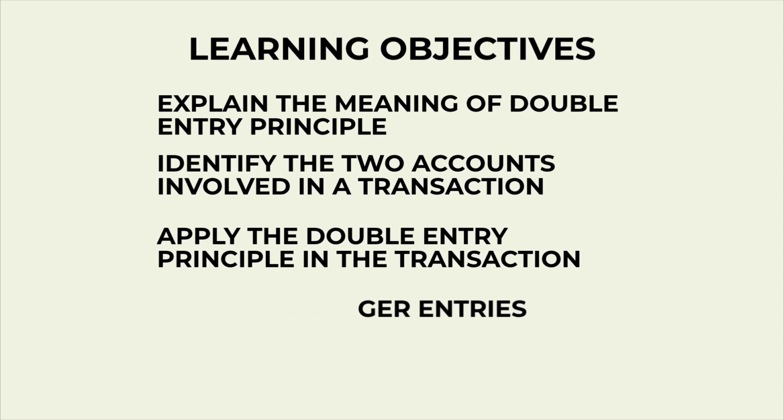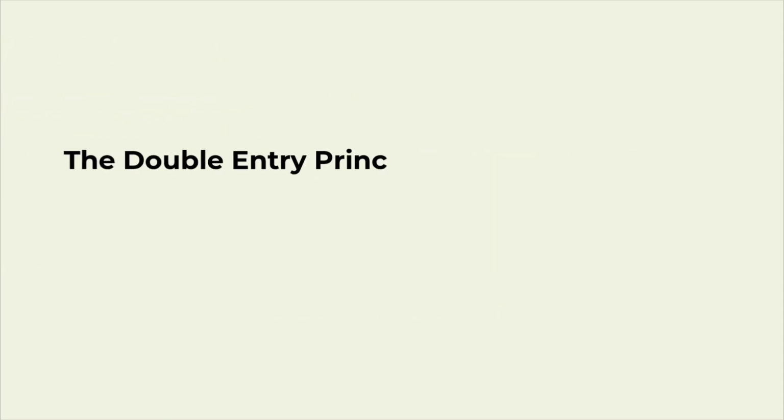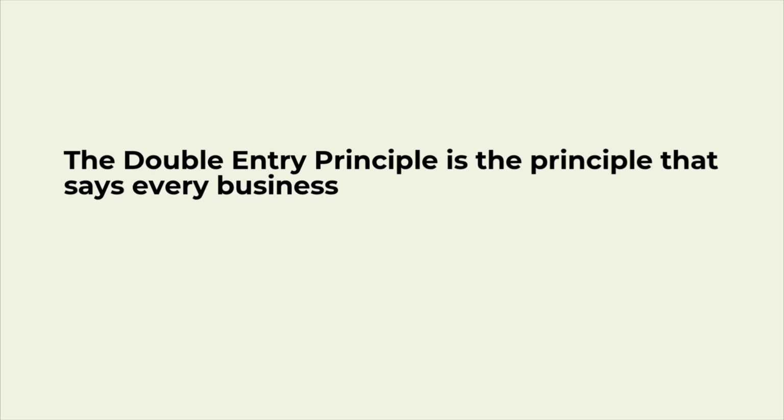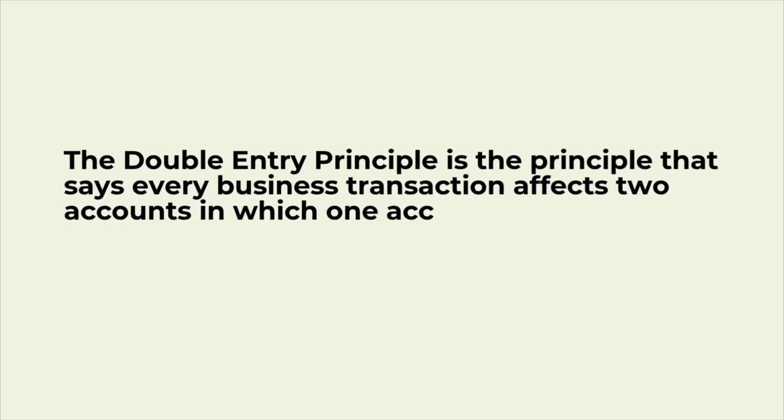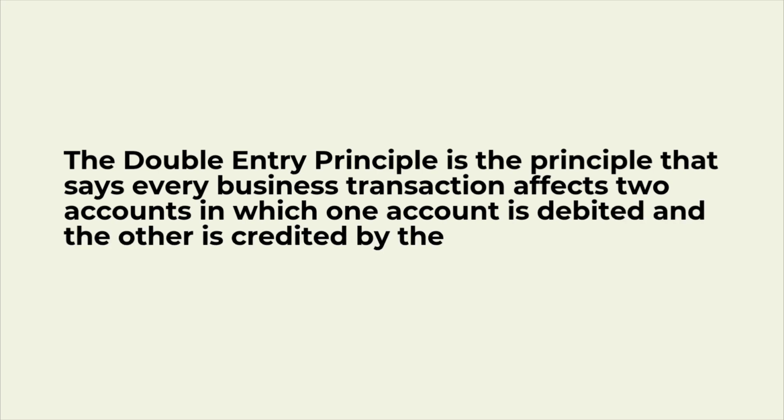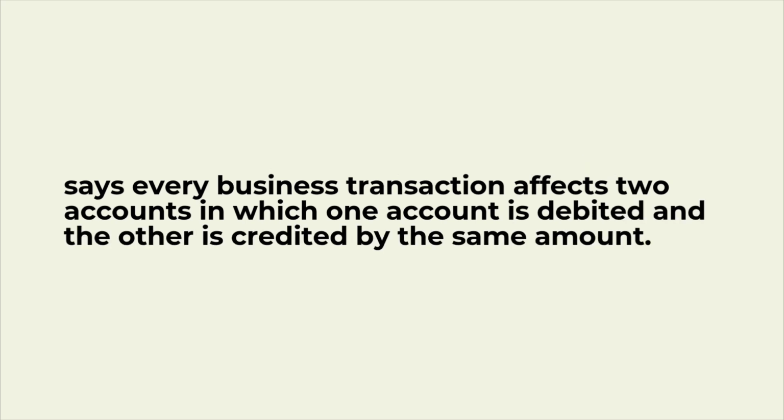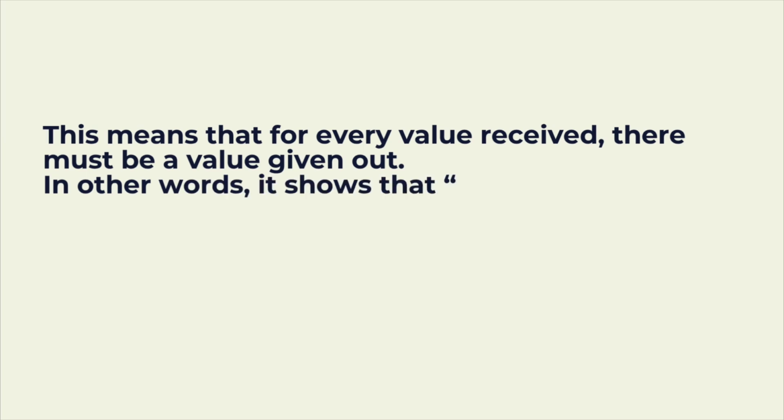Now, what is the double entry principle? The double entry principle is the principle that says that every business transaction affects two accounts, in which one account is debited and the other account is credited by the same amount. This means that for every value received, there must be a value given out. In other words, it shows that every debit entry has a corresponding credit entry.